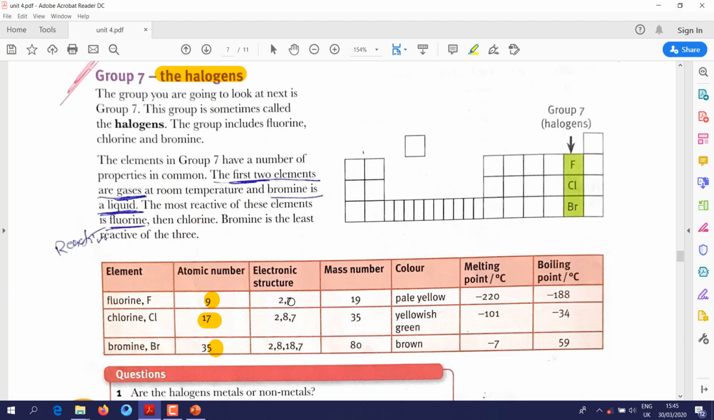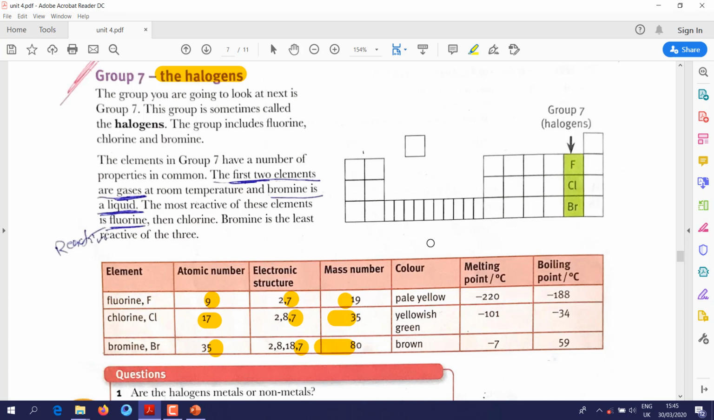Electronic structure: again, 7, 7, and 7. What does that mean? This group, group number 7, has 7 electrons in its outer shell, the last shell. If you remember, when we talked about the first group, the outer shell ends with one electron. Here it's 7. Mass number, again, here it's 19, 35, and 80, the same pattern as atomic numbers.